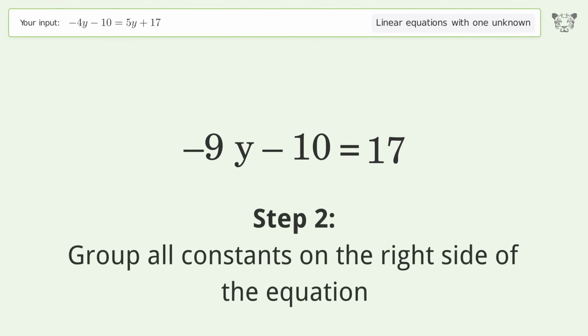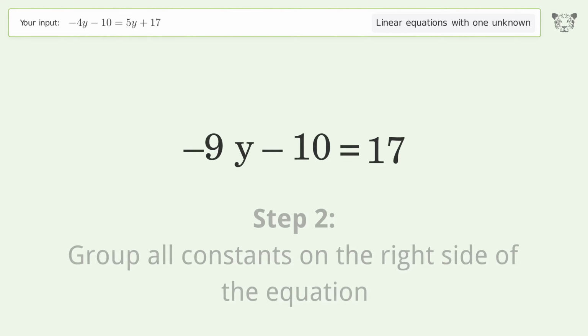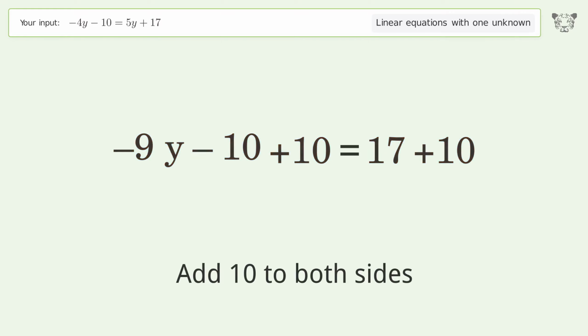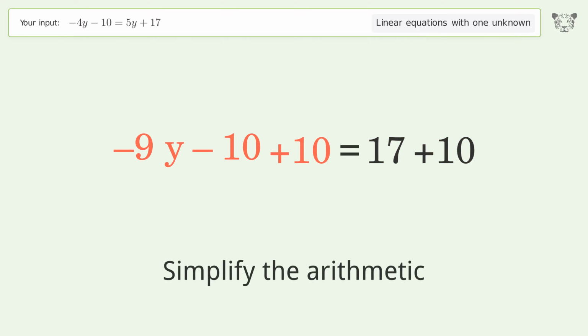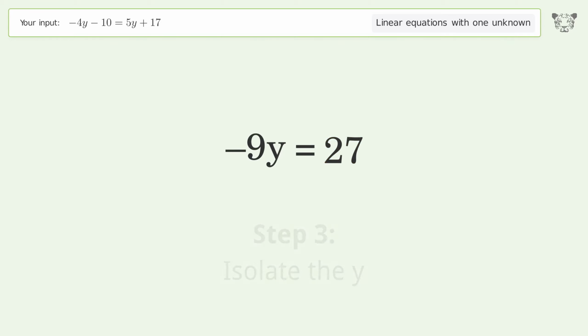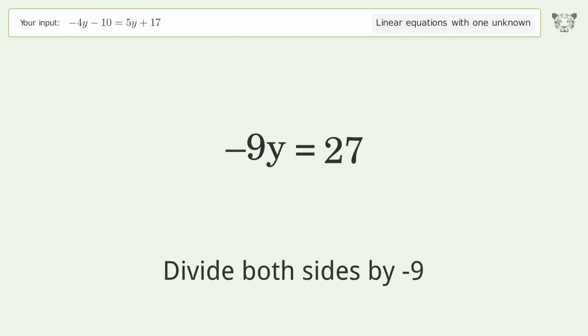Group all constants on the right side of the equation. Add 10 to both sides. Simplify the arithmetic. Isolate the y. Divide both sides by -9.